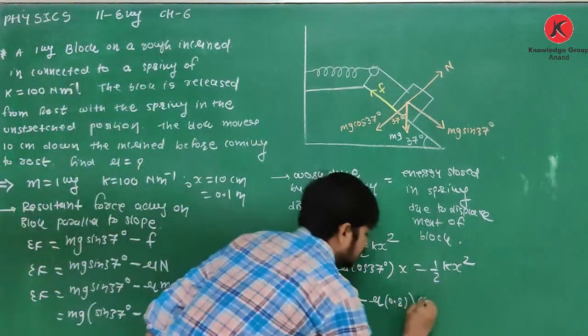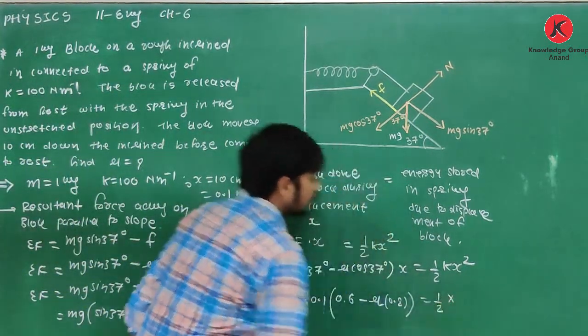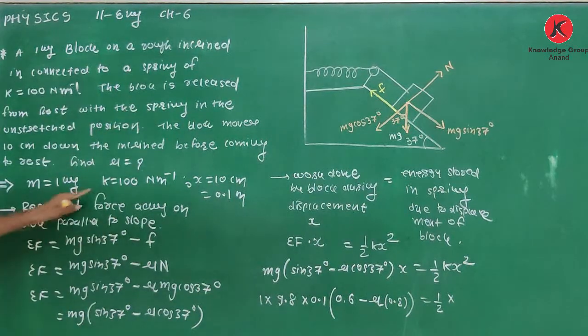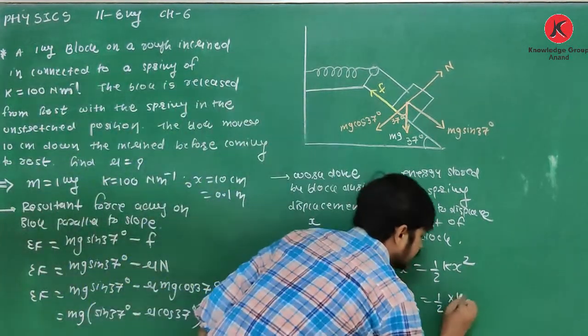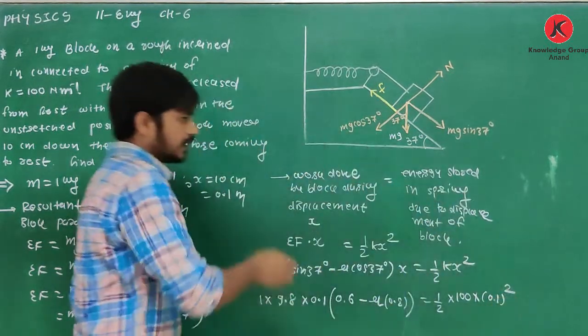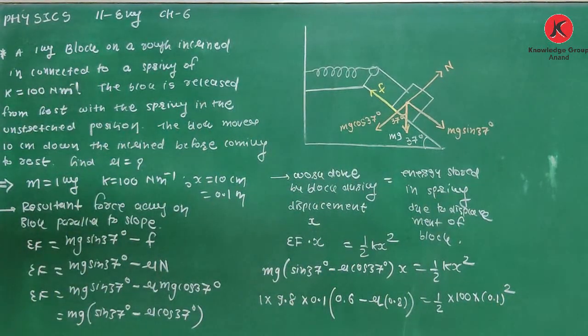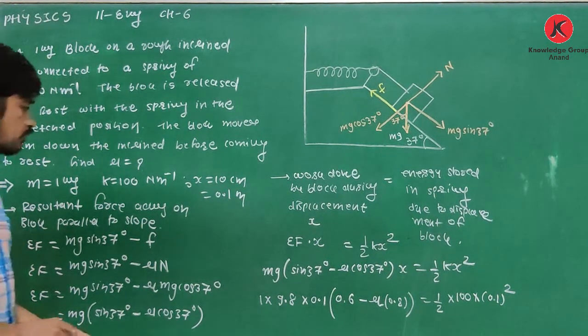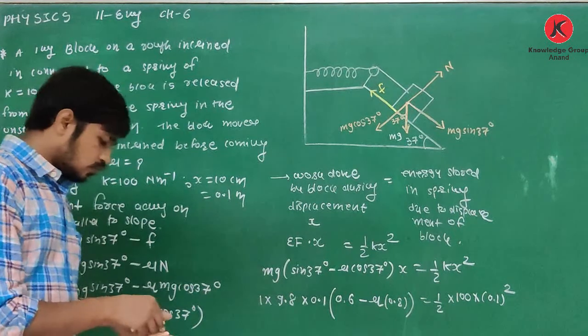The right hand side is half into k. What is the value of k, the spring constant? It is 100. And x is 0.1, whole square. Clear about this? Now how do we find this?